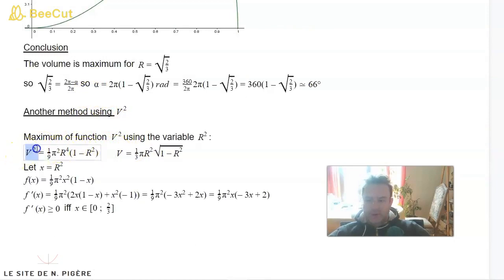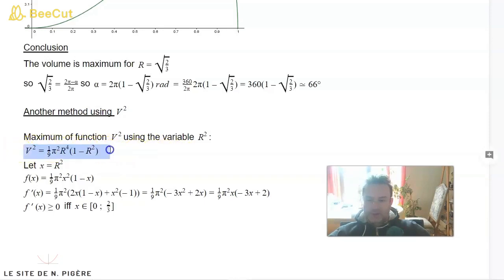V squared is equal to 1 over 9, which is the square of 1/3, times pi squared times r to the power of 4, and the square root disappears and we get 1 minus r squared. So this function is a little bit simpler than the previous one.